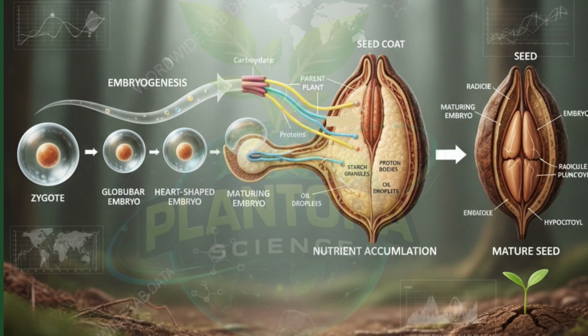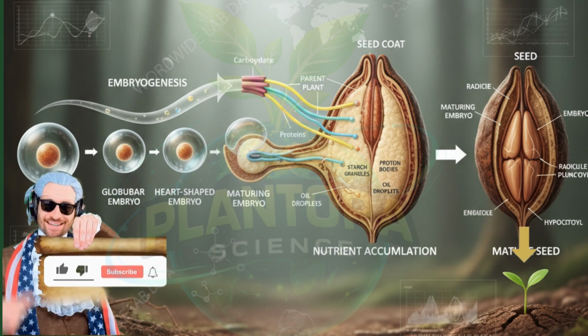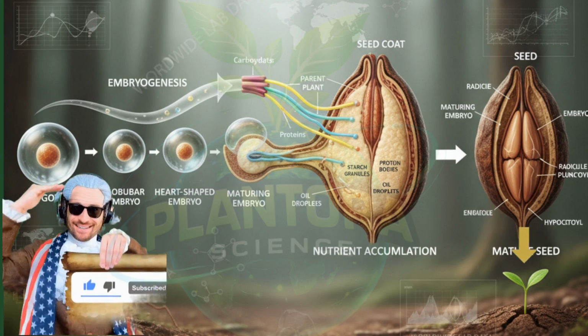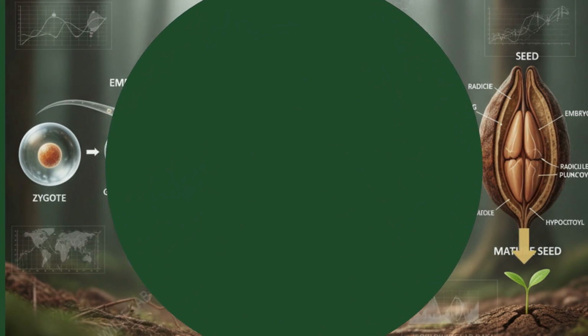Gradually, the seed matures, ready to germinate under favorable conditions, while the fruit ensures its safe dispersal, completing the reproductive cycle and ensuring the next generation of plants.